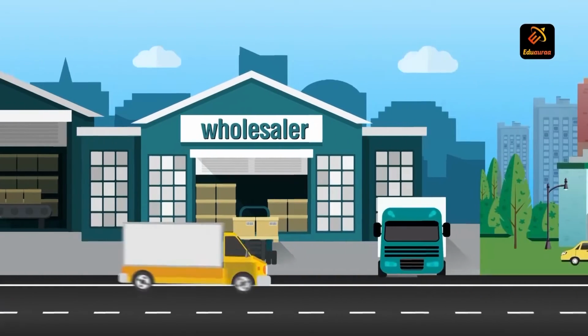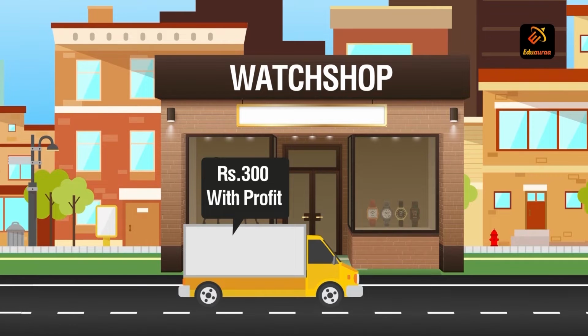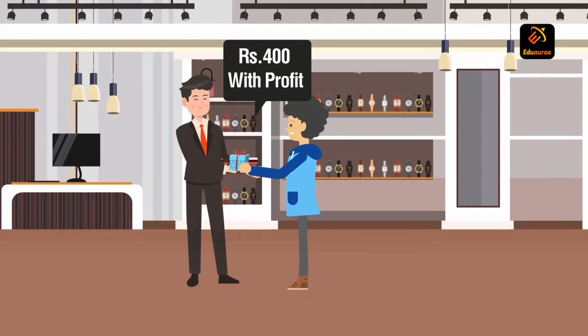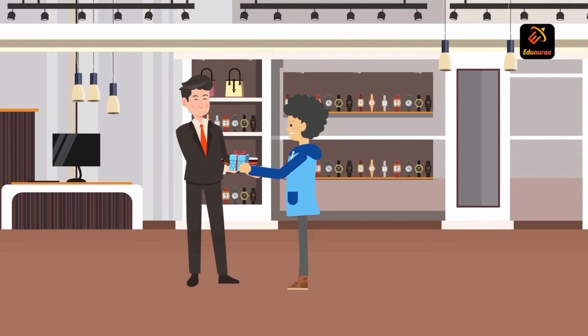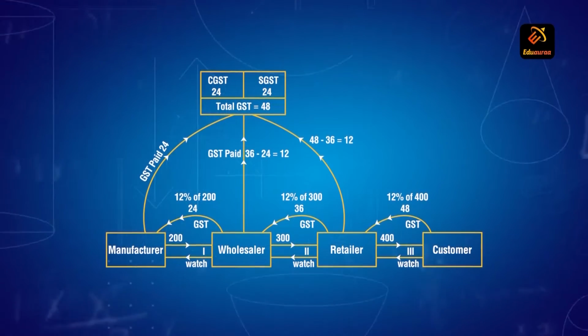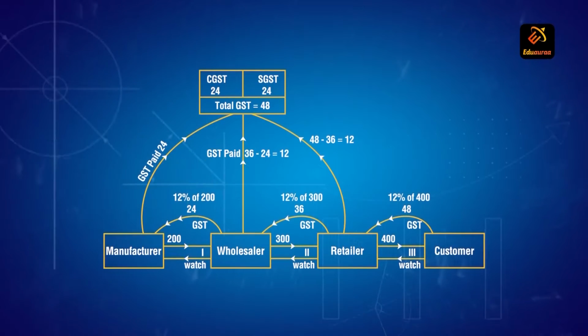wholesaler. Wholesaler sold the watch for rupees 300 to the retailer and retailer sold it to the customer for rupees 400. Rate of GST charged at every stage is 12%. Then, how each trader pays GST and takes his input tax credit at every stage of transaction. This is shown in the flowchart given here on the screen. Let's observe and study it.